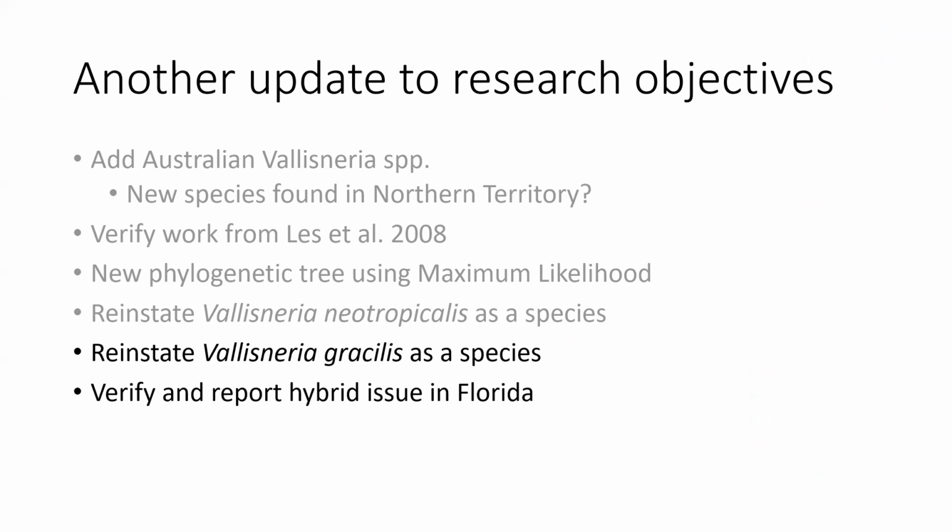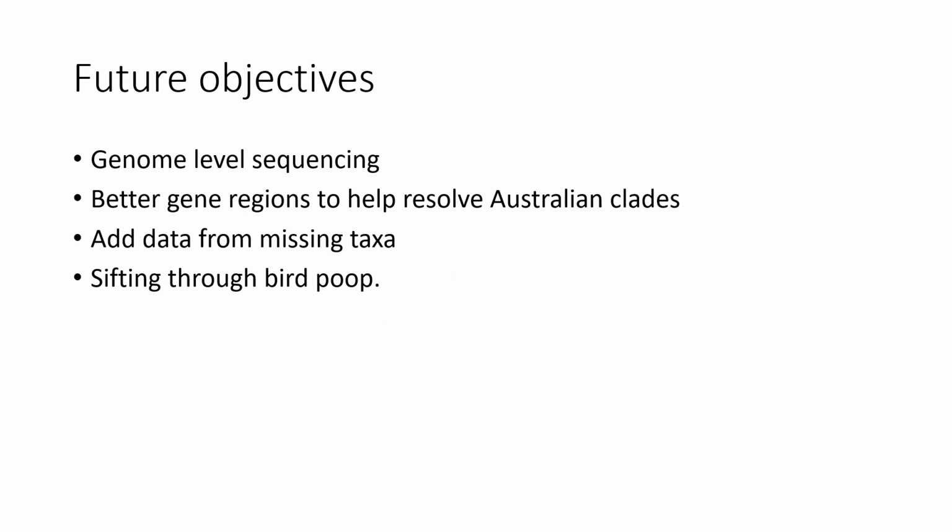With that, I was able to add a couple more objectives to my research, as you can see I've stated down below. If this project ever goes into a PhD or any other type of project, if I want to keep going forward with this, I would like to try to get some genome level sequencing. If that's not possible, find some better regions to help resolve those Australian clades. Add in the missing taxa that I wasn't able to get from China or the other Asian countries, where newer taxa were described right at about the same time that the Les paper came out.